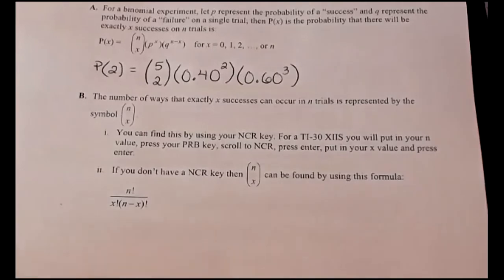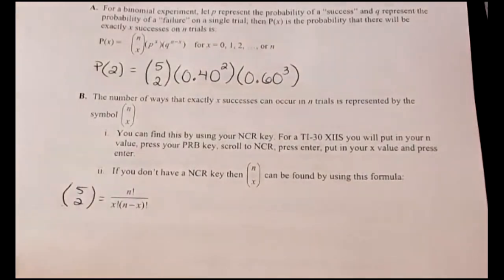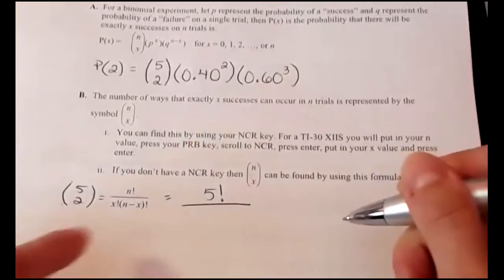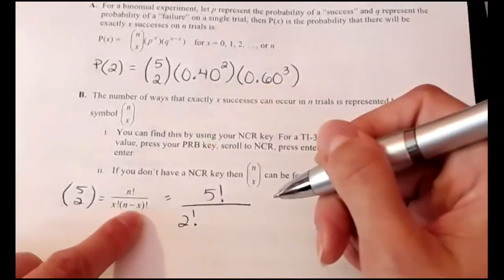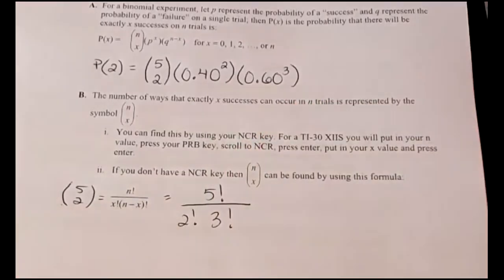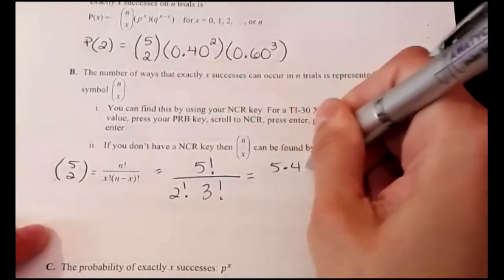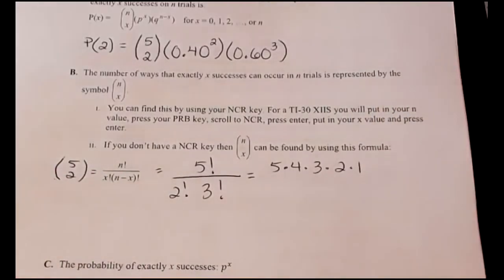5 choose 2. So if we wanted 5 choose 2, where it says N, we're going to replace it with a 5. So this is 5 factorial over X's are 2, right? So it's 2 factorial. And then N minus X, 5 minus 2, which is 3 factorial. Now, when we say factorial, what we mean is you take the number and you multiply it by all the whole numbers that are smaller than that one, with the exception of 0. So really you're multiplying it by the counting numbers that are 5 or less.